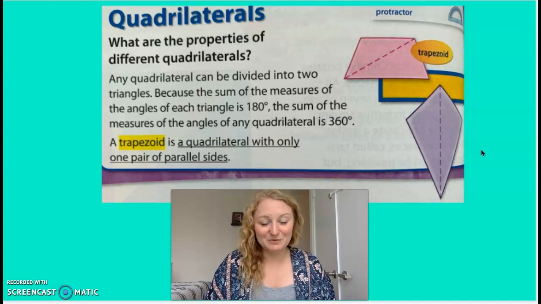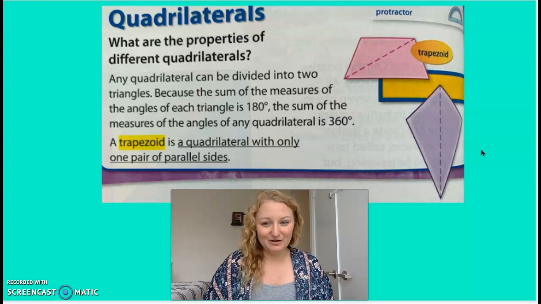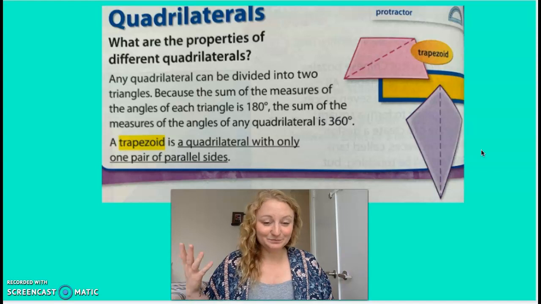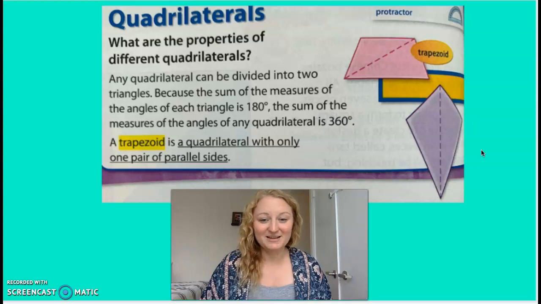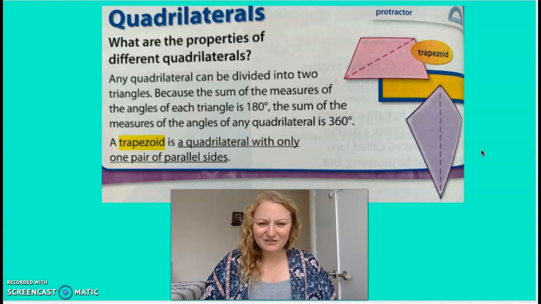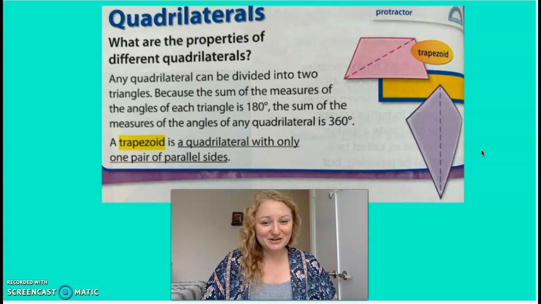The first type of quadrilateral we're going to talk about is a trapezoid. So a trapezoid is a quadrilateral with only one pair of parallel sides. We studied types of lines, so you know what parallel means. Parallel lines are always the same distance apart, and they go on forever and ever, but they never touch, they never even get closer to each other, and they never get further away from each other either. They stay the same distance apart.